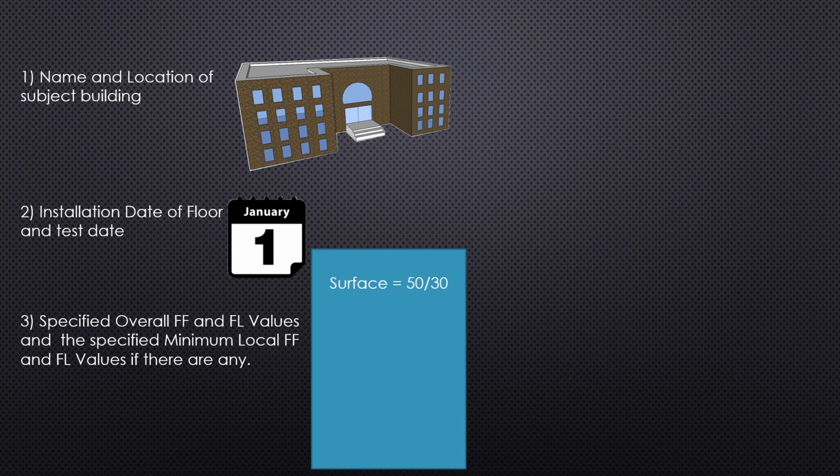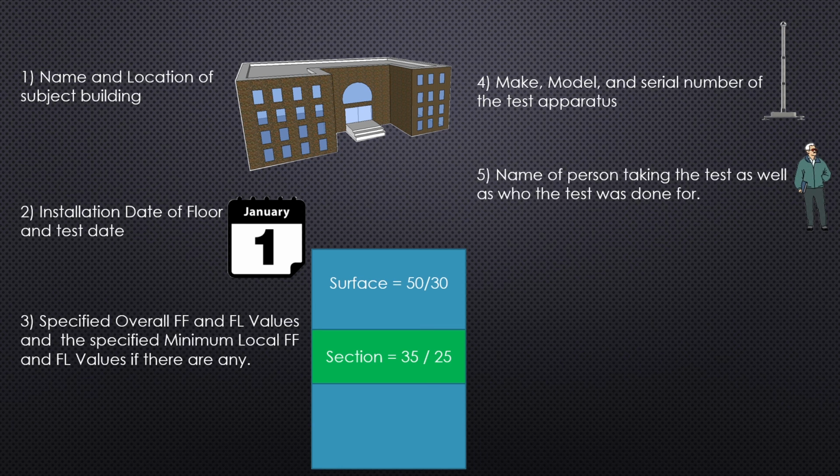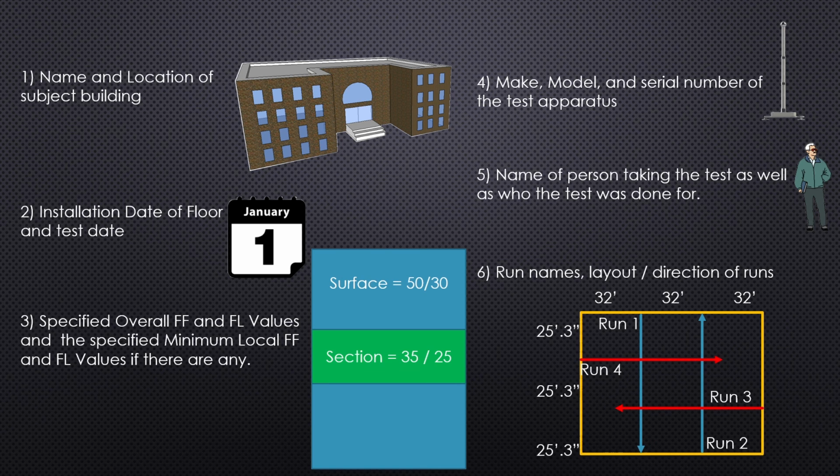3. The specified overall FF and FL values and the minimum local values if there are any. Note, the minimum local values are the lowest allowable values that any one section in the overall surface can have. 4. The make, the model, and the serial number of the test apparatus. 5. The name of the individual taking the test. 6. Your run names, layout, and direction of runs.